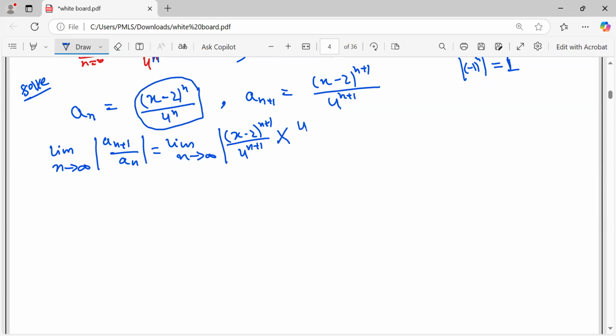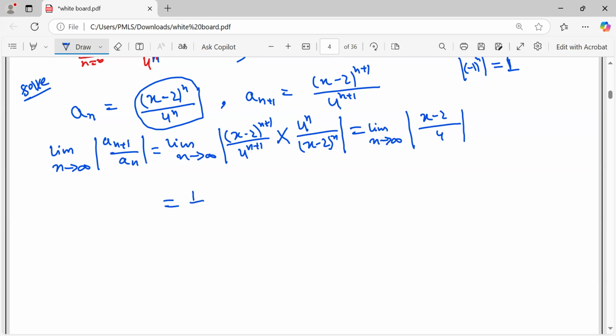So it will become 4 raised to power n over x minus 2 raised to power n. And when we cancel out, we will get limit n approaches to infinity. And here in the numerator, we will get x minus 2, and in the denominator, we will get 4, right? So in this case, we can see that this expression can be expressed as 1 over 4.